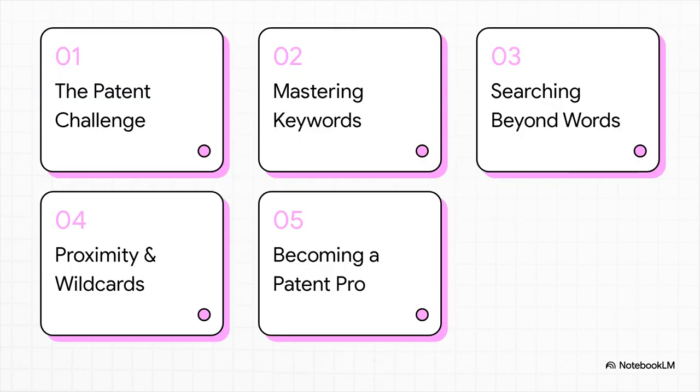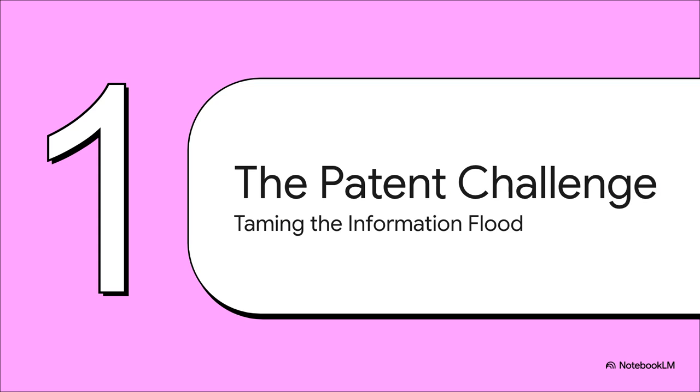Okay, so here's our game plan. We'll kick things off with mastering your keywords, then we'll get into searching beyond the words, unlock some really cool proximity and wildcard tricks, and by the end, you're going to be a patent pro. So, what's the big challenge here? Well, at its core, it's that patents are written in this very specific, kind of complex legalese, and your standard simple keyword search just wasn't built for that kind of nuance. And that's exactly why you get that feeling of just being flooded with information.